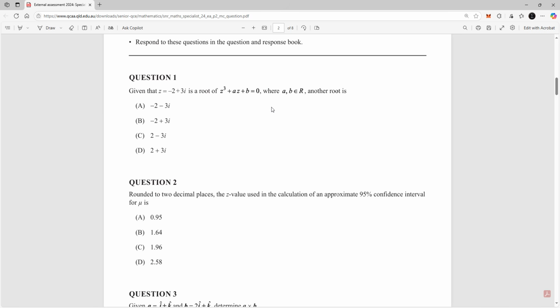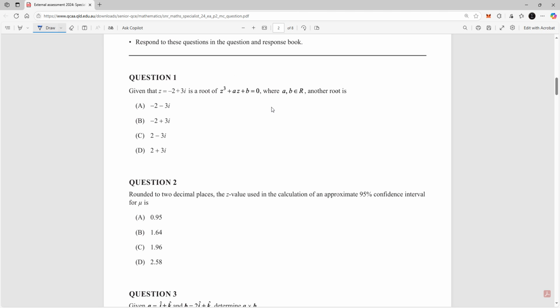So, question 1. Given that z equals -2 plus 3i is a root of this particular cubic where z cubed plus a z plus b equals 0, where a and b are real numbers, another root is. So this one is actually a pretty easy question if you know your complex numbers quite well.